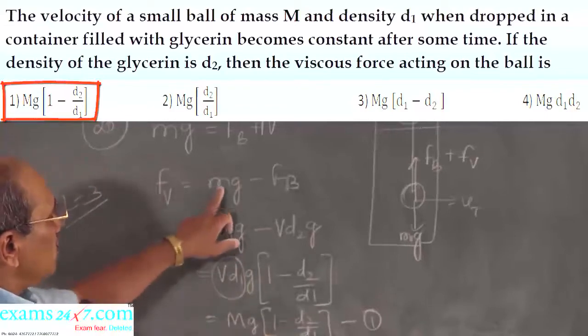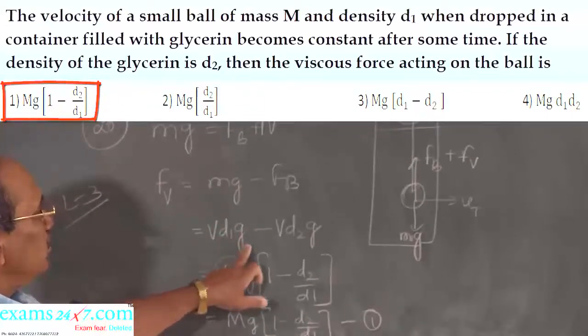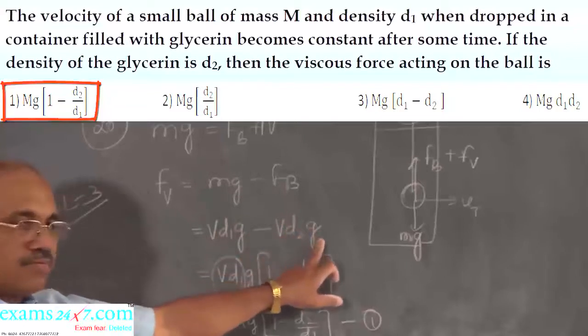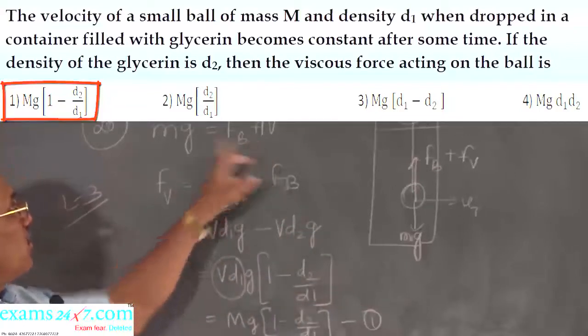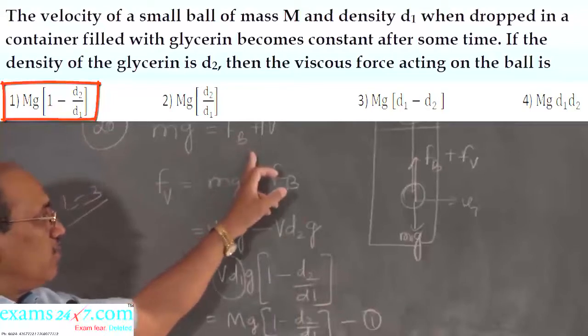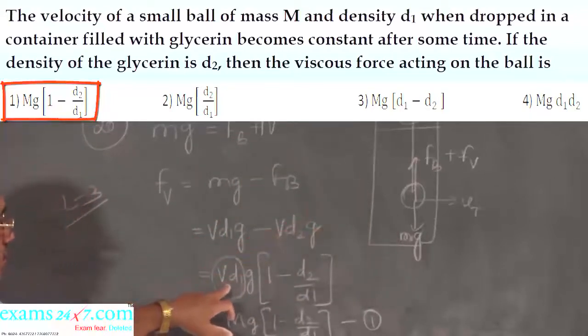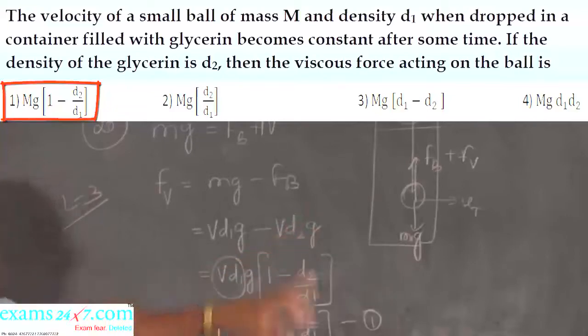It is the mass of the steel ball into g. Here the weight of the liquid displaced, mass of the liquid into g, gives you the viscous force according to this balancing equation when it attains the terminal velocity. That made Vd1 a mass, and the final answer is obtained.